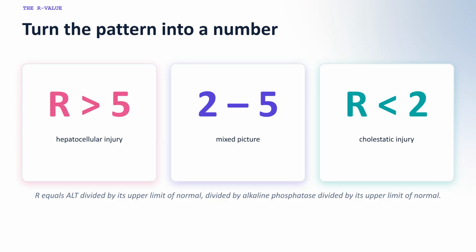The R value formalizes the pattern. Take the alanine aminotransferase and divide it by its own upper limit of normal. Take the alkaline phosphatase and divide it by its own upper limit of normal. Then divide the first by the second. An R above 5 means hepatocellular injury. An R below 2 means cholestatic injury. And between 2 and 5 is a mixed picture. Normalizing each to its own reference range is what makes the ratio meaningful across different laboratories.